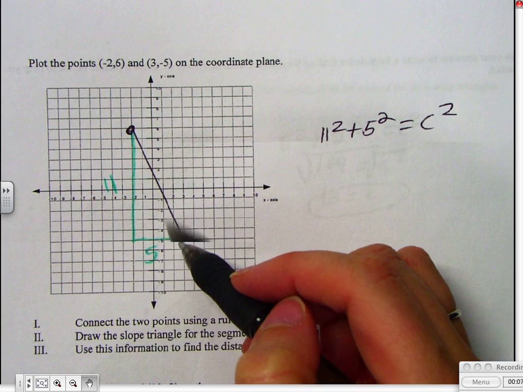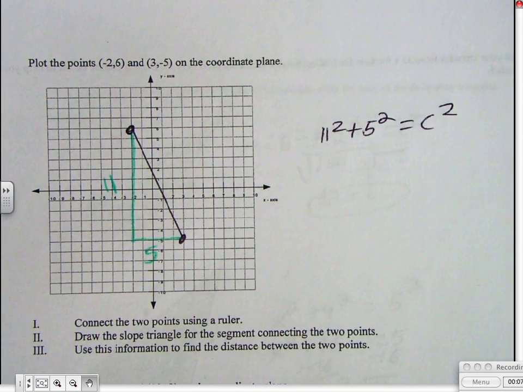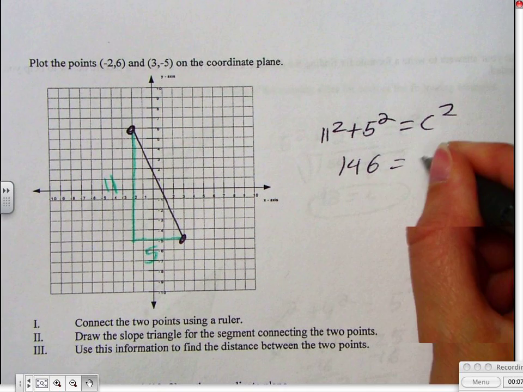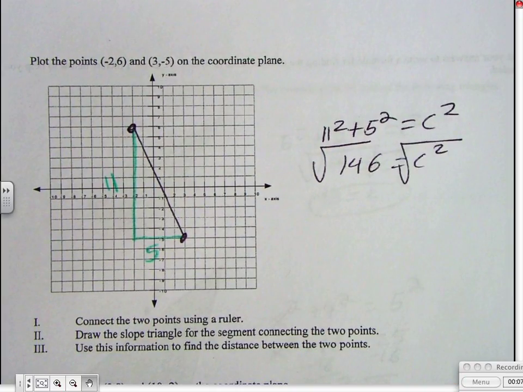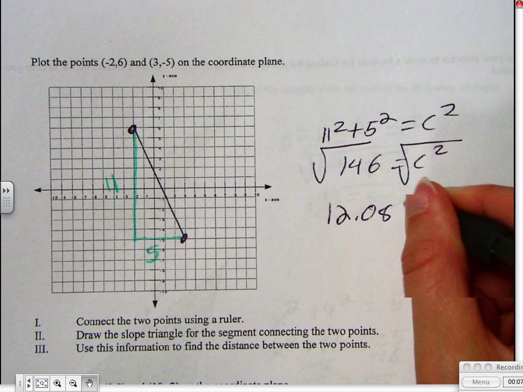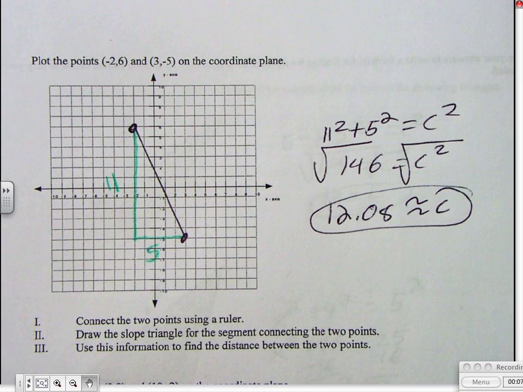The line is always c, right? Okay, we're good with that. 11 squared plus 5 squared gives us 146 equals c squared. Square root both sides. We get 12.08 is approximately c.